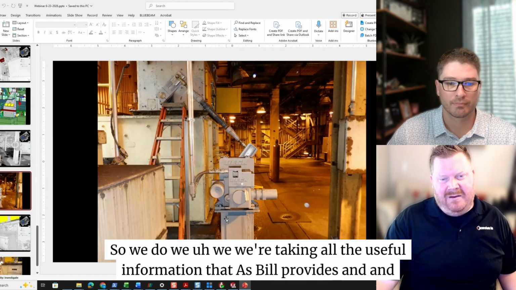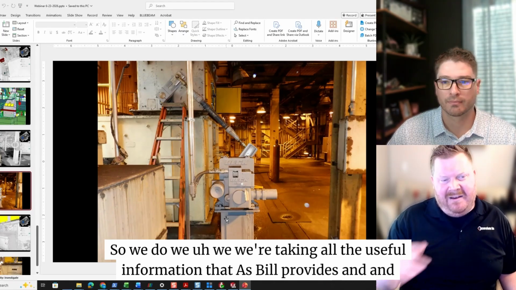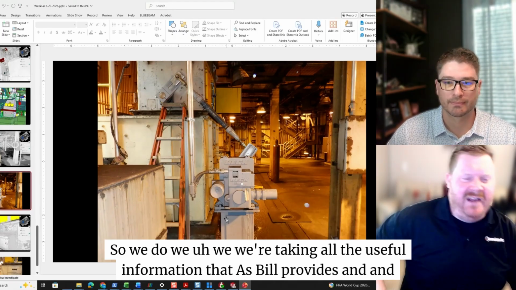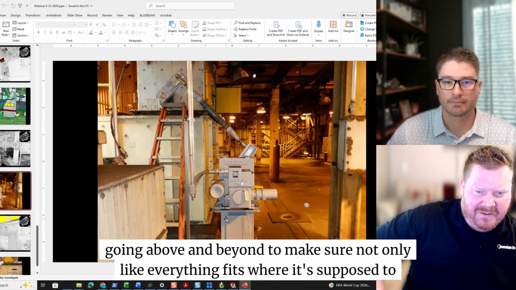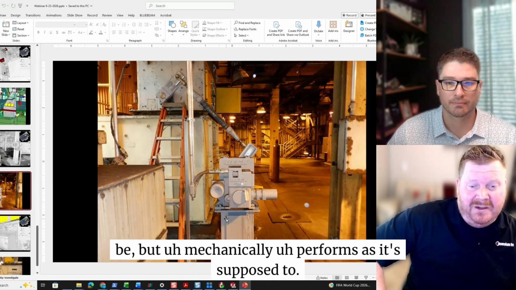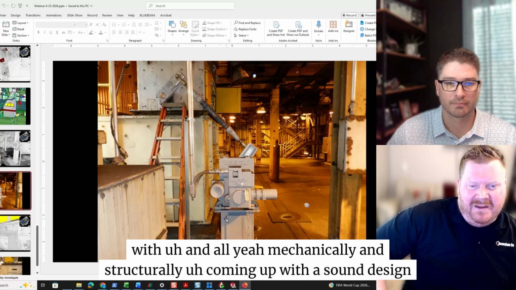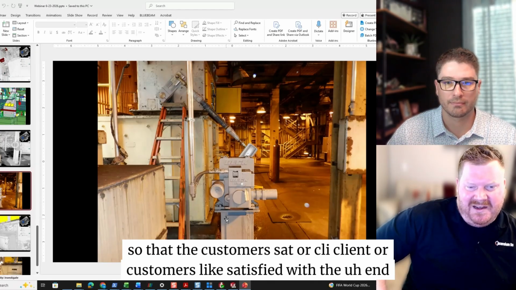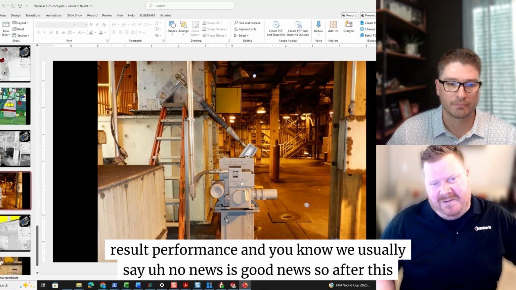So we're taking all the useful information that AsBuilt provides and going above and beyond to make sure not only that everything fits where it's supposed to be, but that it mechanically performs as it's supposed to, with a mechanically and structurally sound design so that the customer's client or customers are satisfied with the end result performance.